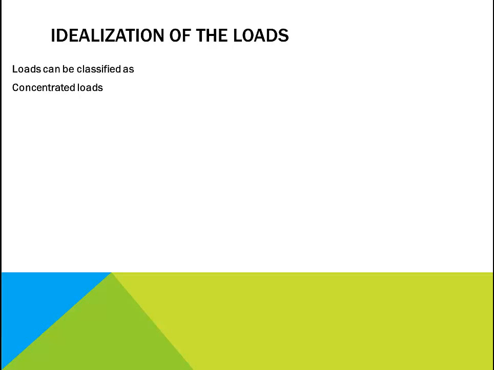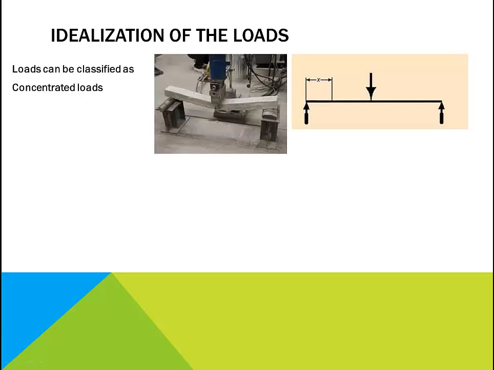Now let's see how to represent the loads. Loads can be classified as concentrated loads, line loads, and surface loads. Concentrated loads are applied on relatively small area. Loads of a column to be transmitted below can be represented by a point load. Similarly, loads from four legs of a chair to the floor can also be assumed to be concentrated loads. Because of small application area, they are assumed to be applied on a point.